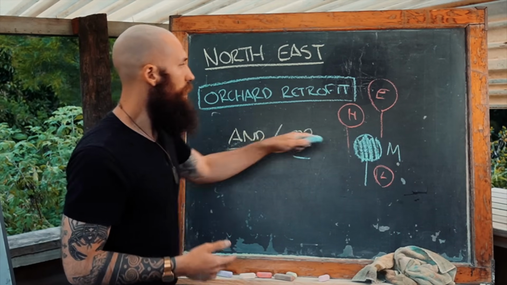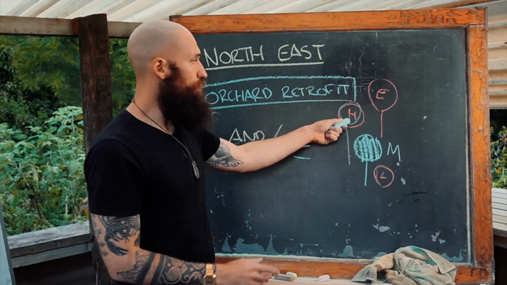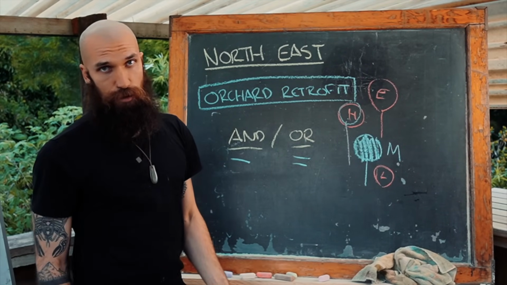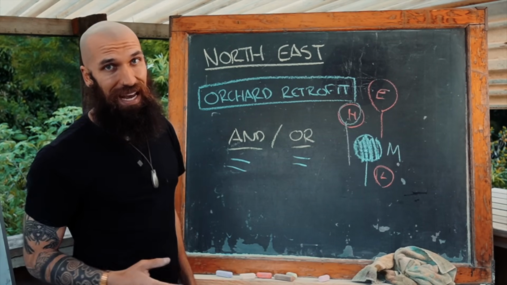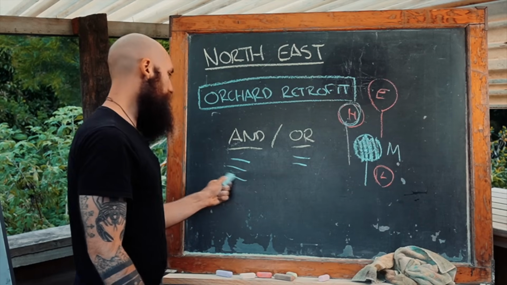And if you have two high strata species, let's say you have avocados and macadamias, similar life cycles, both high strata species, that's more of an or situation. Peaches and walnuts, different strata. And avocados and citrus, high and medium.